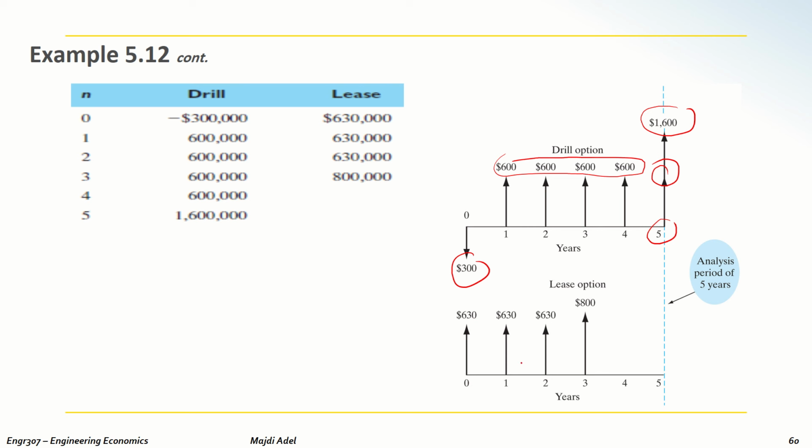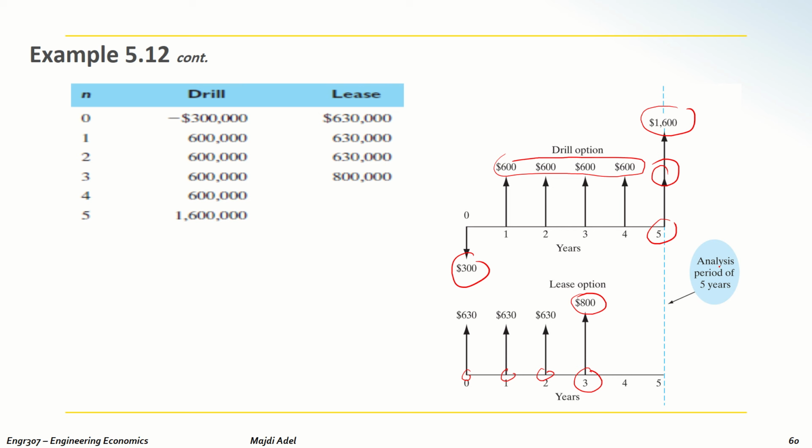$630,000 at the beginning of each year, starting from n equal 0, n equal 1, and n equal 2. Those are three payments for 3 years. At the end of the third year, they will not get anything from leasing, but they will get $800,000 from selling the land.